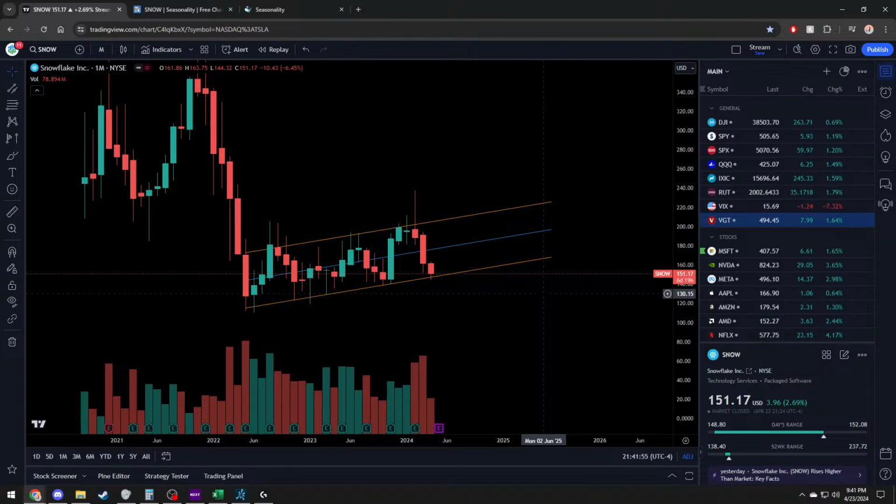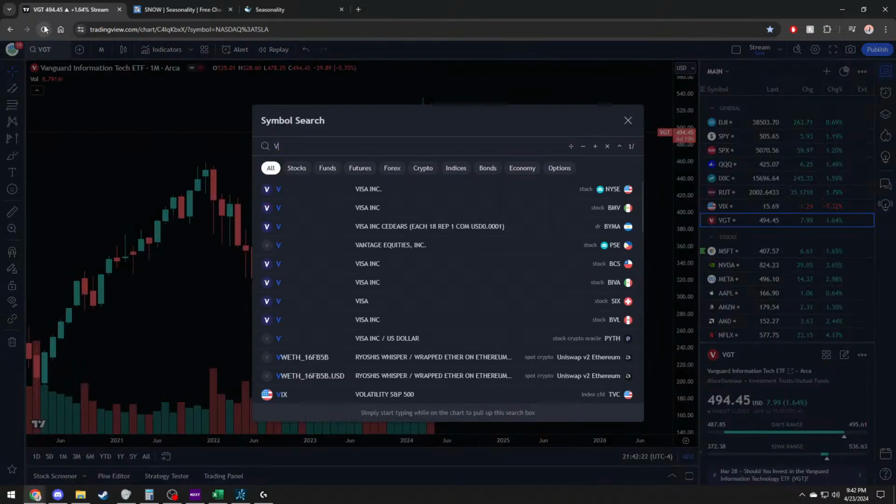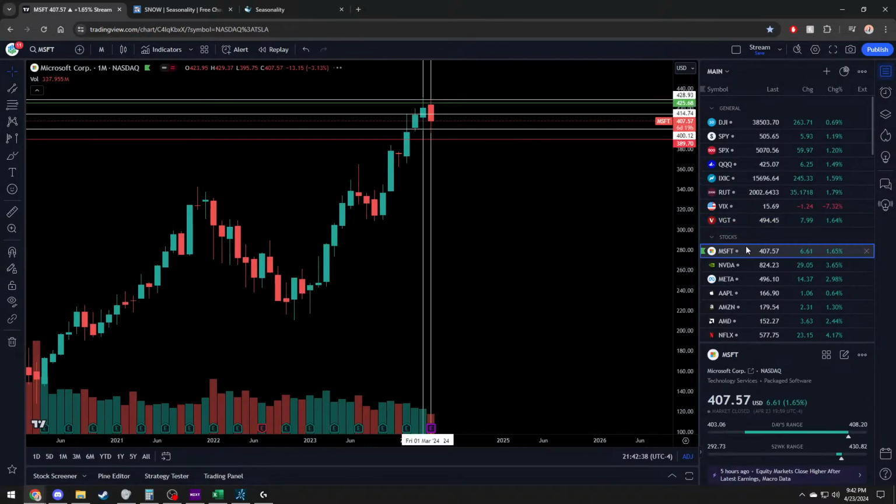Buy and hold Snow. Yeah, you can keep your risk low if you're going to buy and hold it. What I like to do is, I'm an aggressive investor, so I don't even buy individual stocks like Microsoft, Nvidia, Apple. I just buy VGT, Vanguard Information Tech. You can also buy VOO, which is the S&P 500 Vanguard ETF. Simple, easy, low fees. You don't have to worry about rebalancing and picking certain stocks.